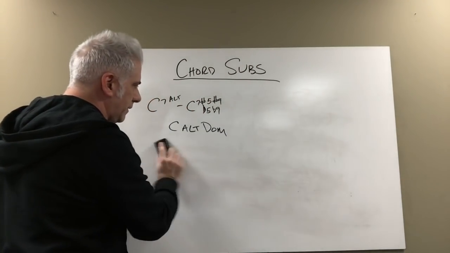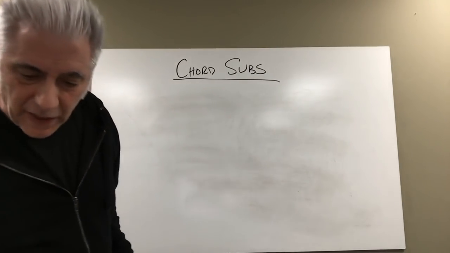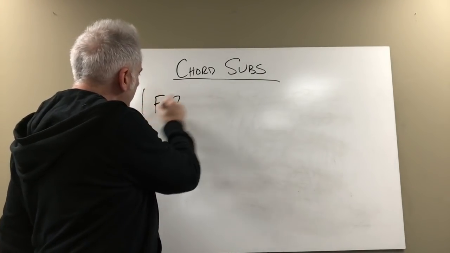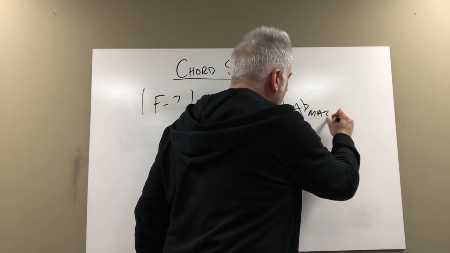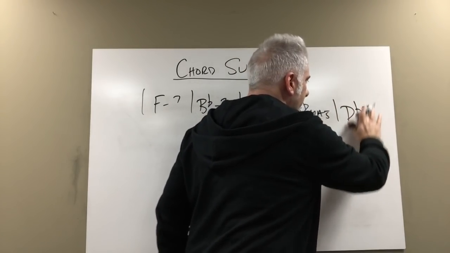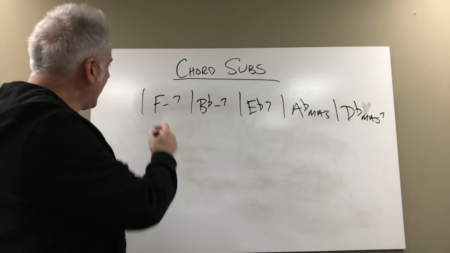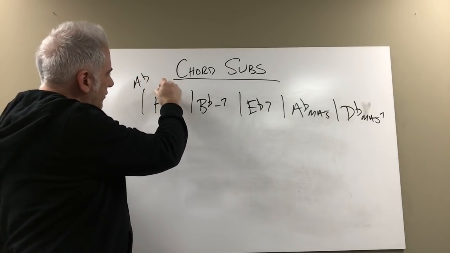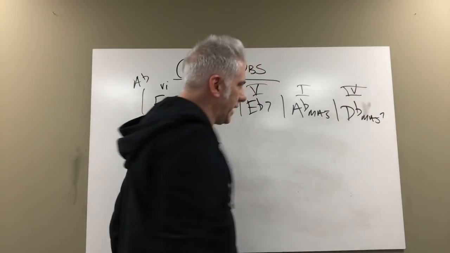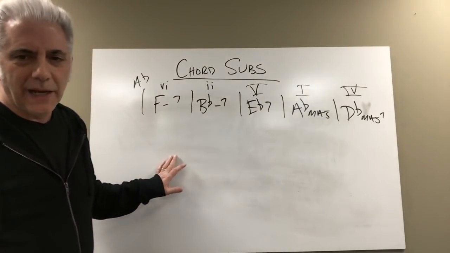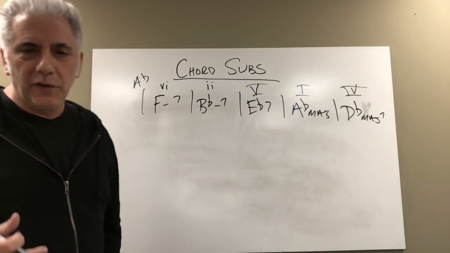Even more basic, take a chord progression. Let's do this here. Major 7. This is a very standard chord progression. This is the 6, 2, 5, 1, 4 of A flat major. This is the beginning of the tune "All the Things You Are." For chord substitution's sake, this is a really good one to talk about.